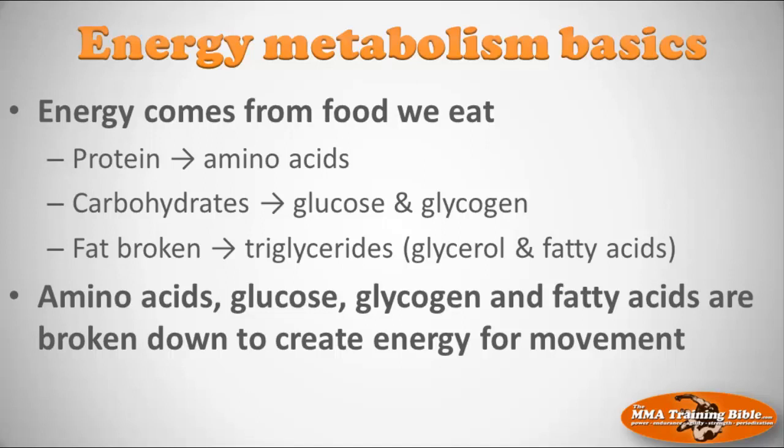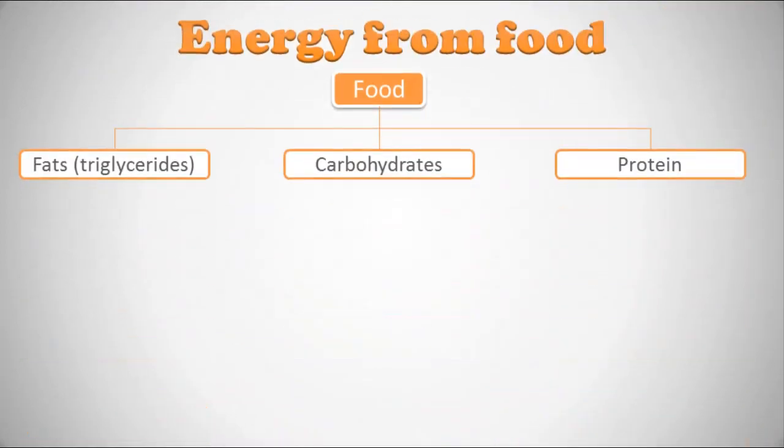So all of these substrates, as we can call them, amino acids, glucose, glycogen, and fatty acids, are broken down further to create all sorts of energy. And that energy is going to be used to power muscle contraction. Normally the way I like to do things is I tell you what I want you to know and then I show you what I want you to know. And so that's what this figure is. It's really just a schematic describing what we just talked about.